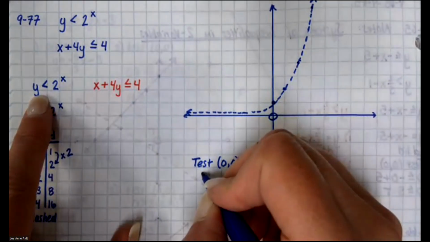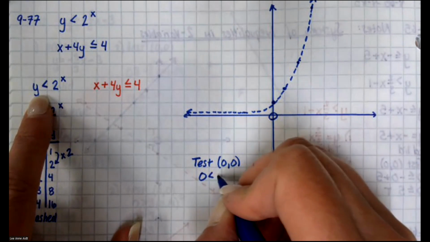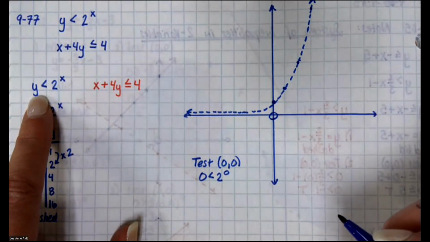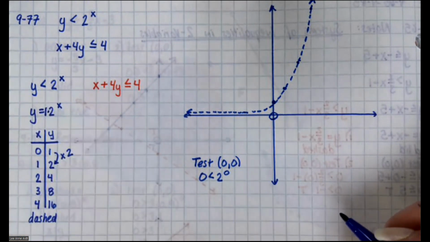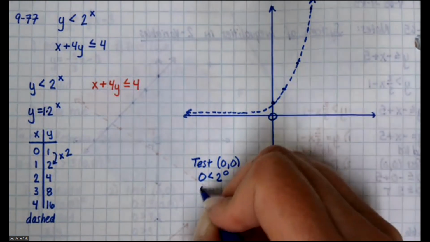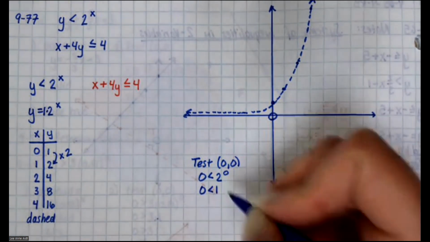So 0 is less than 2 to the 0. And what is 2 to the 0? Super important question. 1. Gorgeous. 0 is less than 1.